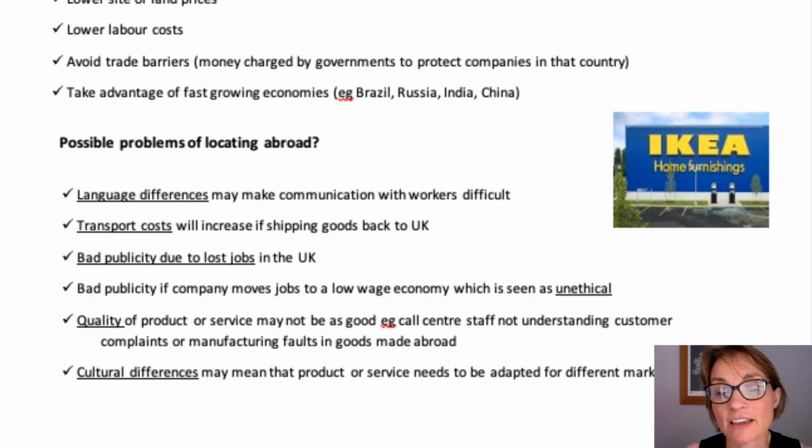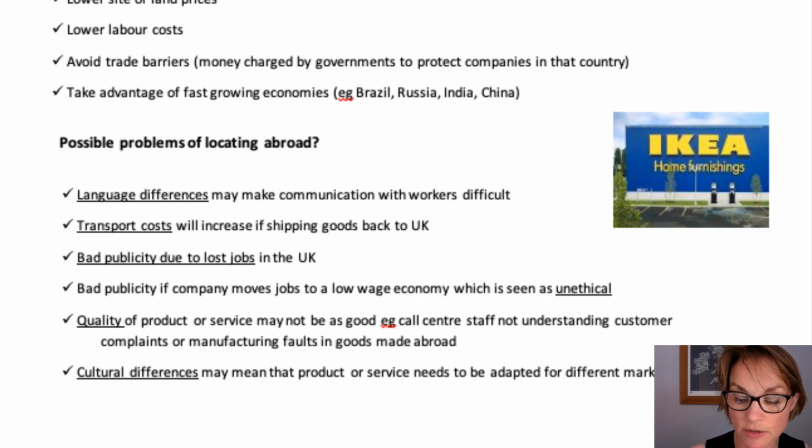You've got to think about ethics if you're working in a low-wage economy like Bangladesh, where all sorts of horrible things have happened to workers in clothing factories. For example, there have been factory fires and buildings collapsing, and it's bad publicity, talking about the ethics of the company, which we've already looked at before.